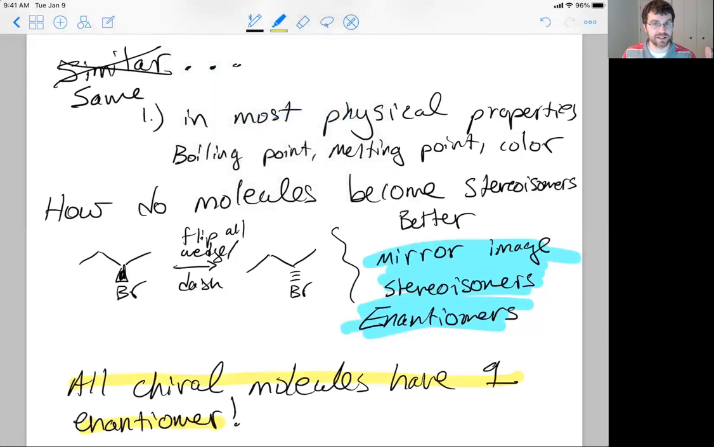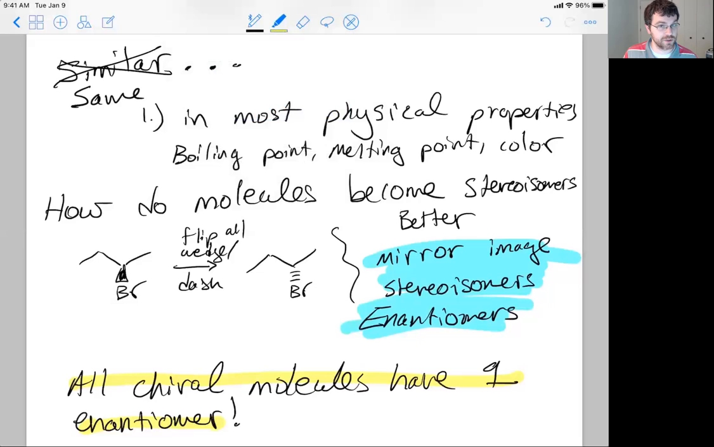So if you have a molecule, you can hold a mirror up to it and get an image out. Now you only get one. You can't have more, right? There's not like multiple funhouse mirrors or something like that. It's just a mirror, okay? You can only have one mirror. So you can only have one enantiomer for every chiral molecule.